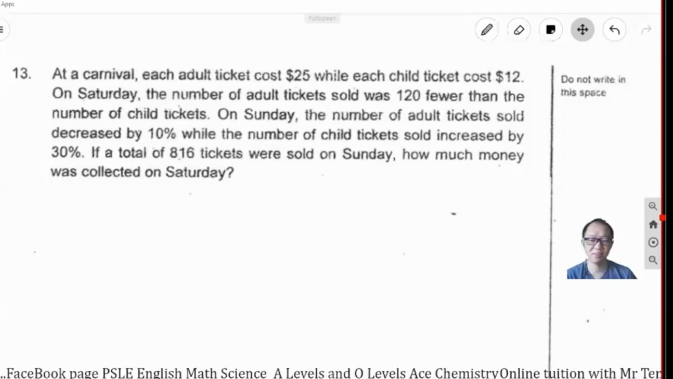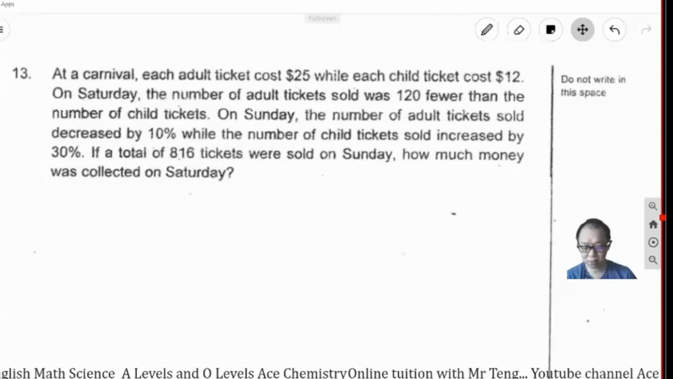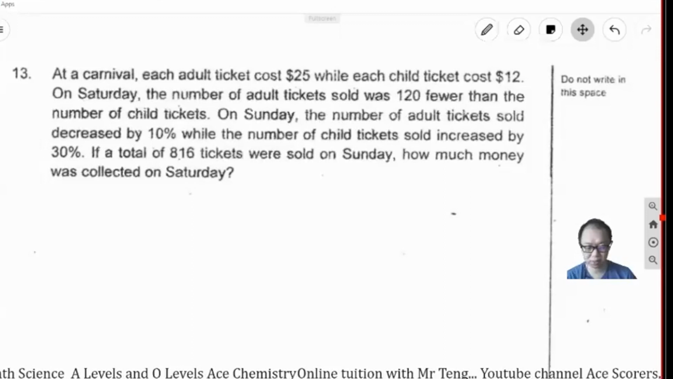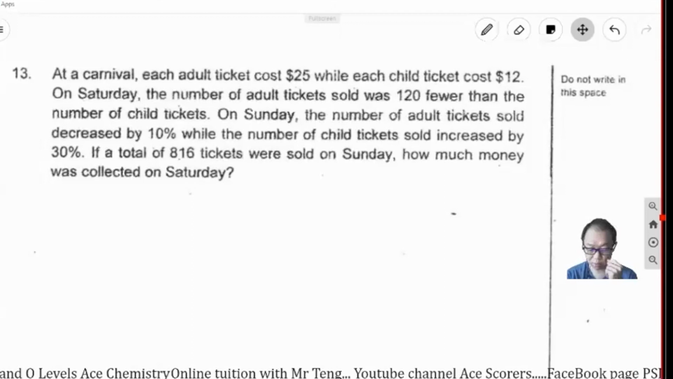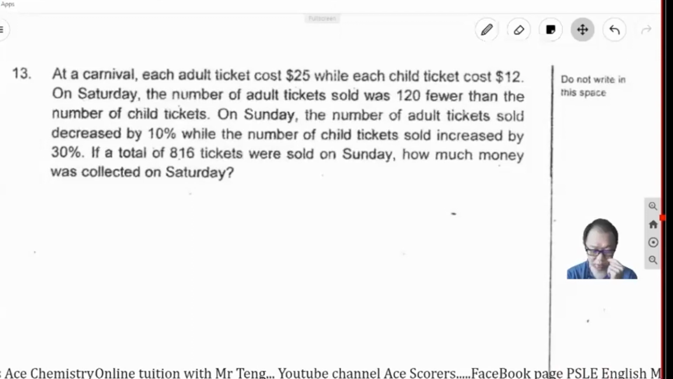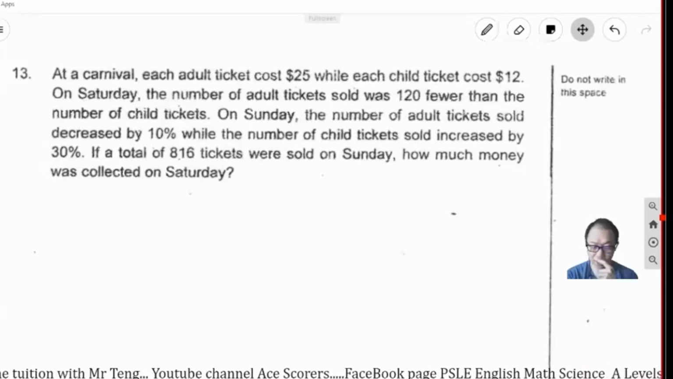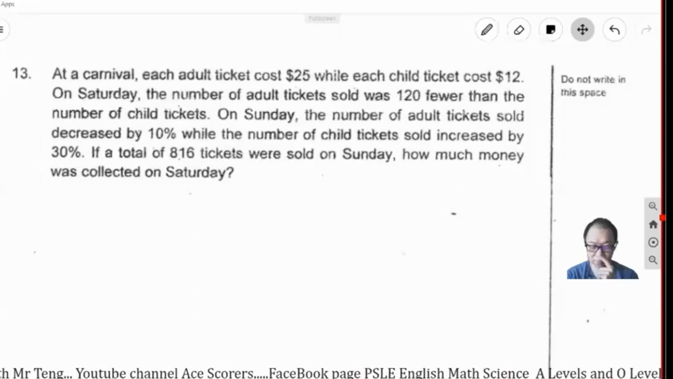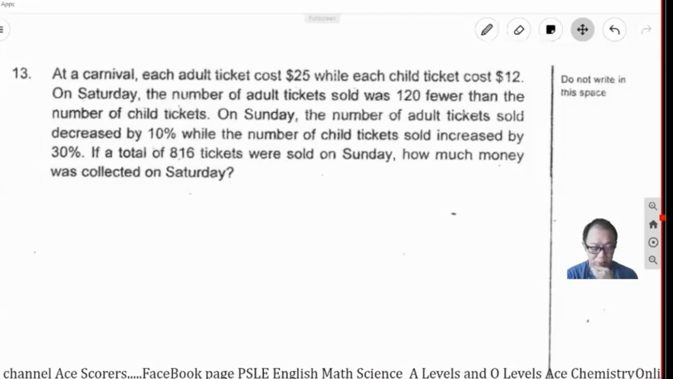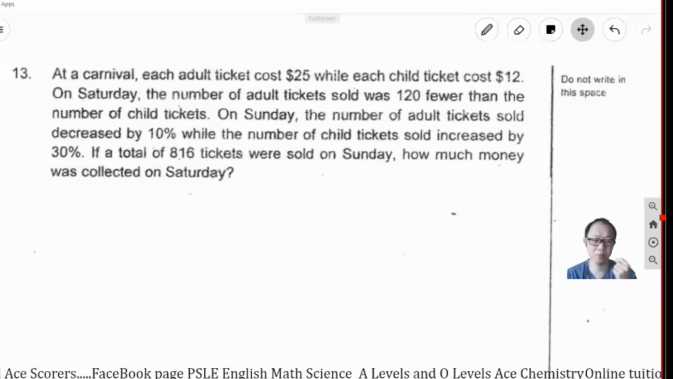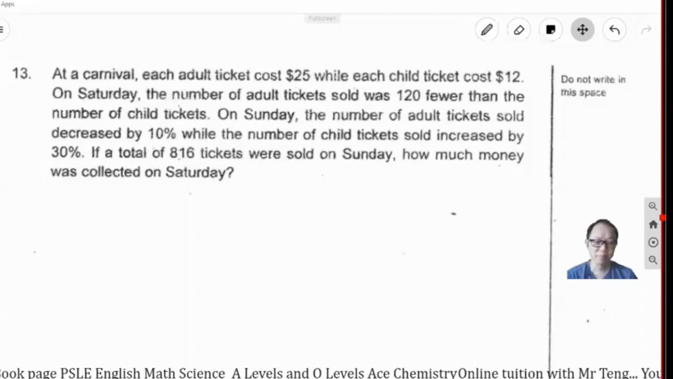Okay, so at the carnival, each adult ticket costs 25, each child is 12. On Saturday, the number of adults was 120 fewer than the number of child tickets. On Sunday, the number of adults decreased by 10%, while the number of child tickets sold increased by 30. If a total of 816 was sold on Sunday, oh man, this really is tough. I thought it's value in units, so it's not value in units, right? On Sunday, the number of adults is a units and parts question. Units and parts. What does it mean? That means it's very difficult.